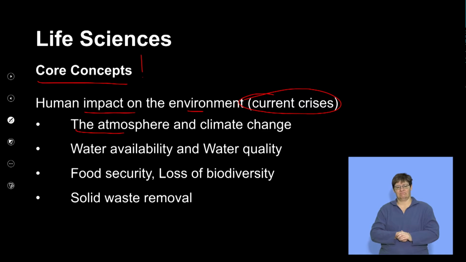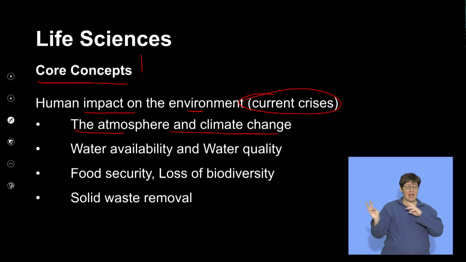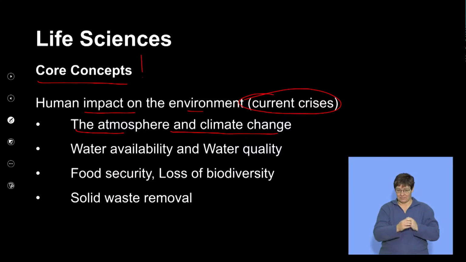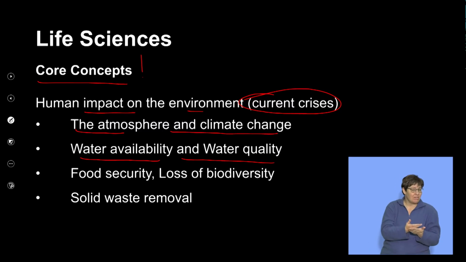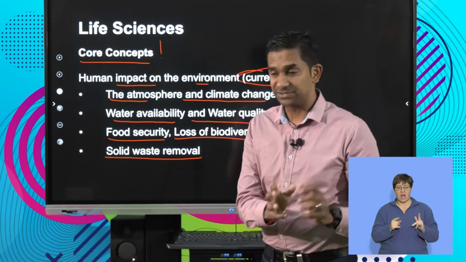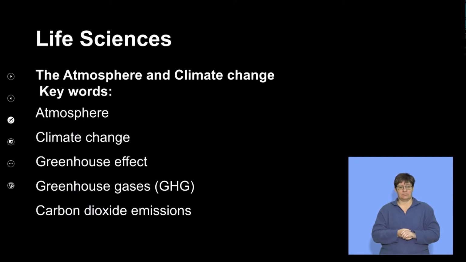We have to recognize that the atmosphere and the climate have begun to change, and we must then look at the factors that have caused the change in the atmosphere and the climate. We also look at water availability and water quality, and the human impact on water availability and the quality that we have. Food security is an important component of understanding human impact. We also look at the impact that humans have had on the loss of biodiversity. And finally, we're going to spend some time looking at solid waste removal and the techniques and procedures around effective solid waste management.